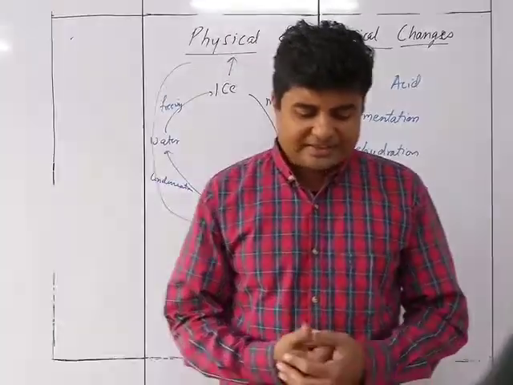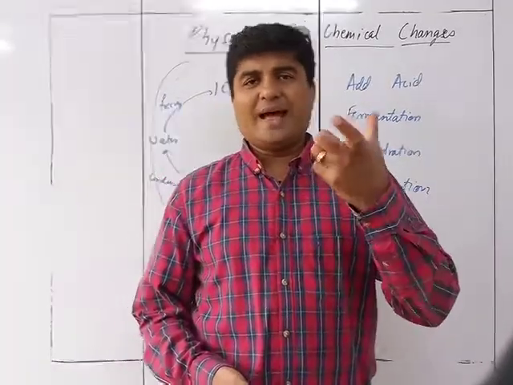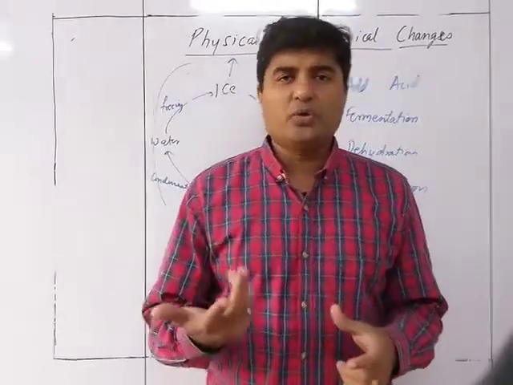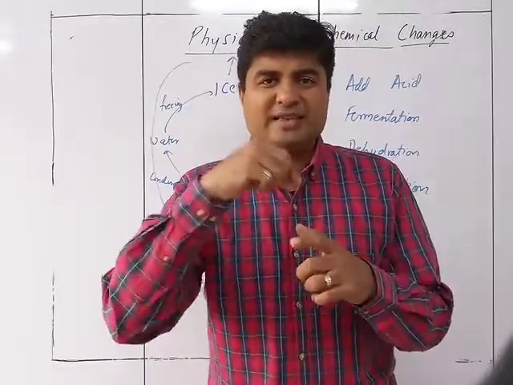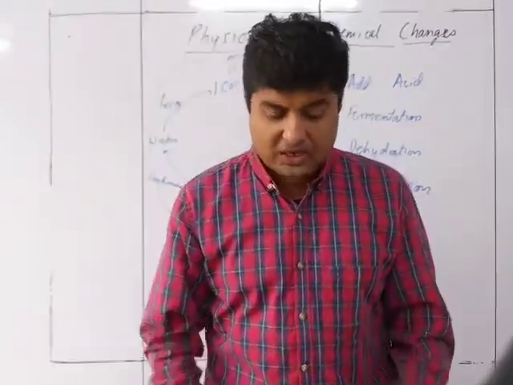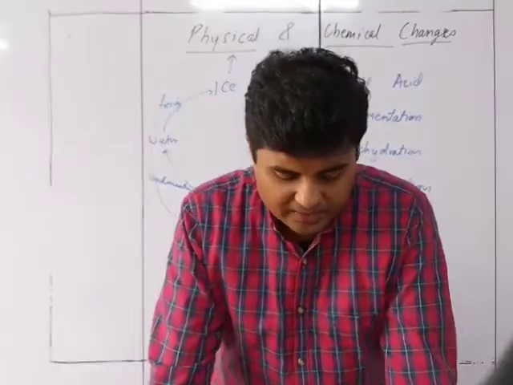The last one is rusting of iron. You must have seen the iron nails, or any part of iron. You keep it for some time and you are not using it. What happens to it? It starts rusting. A reddish powder starts appearing on it. We say it has got rusted, jang lag gaya. So that is nothing but the rusting.